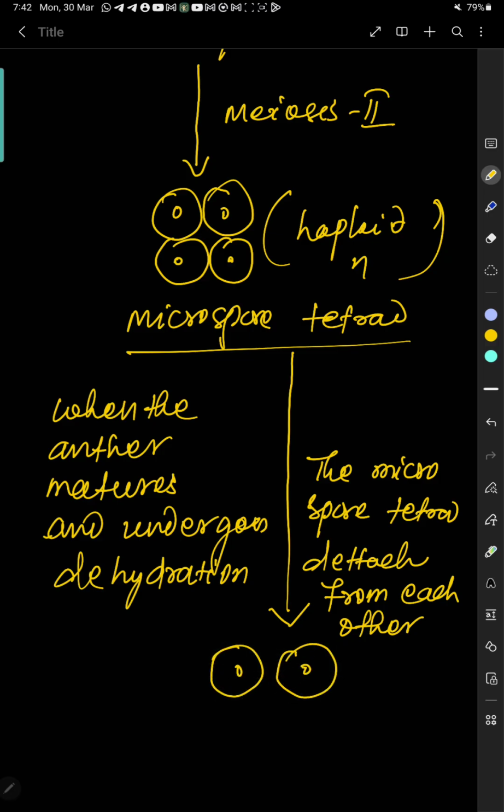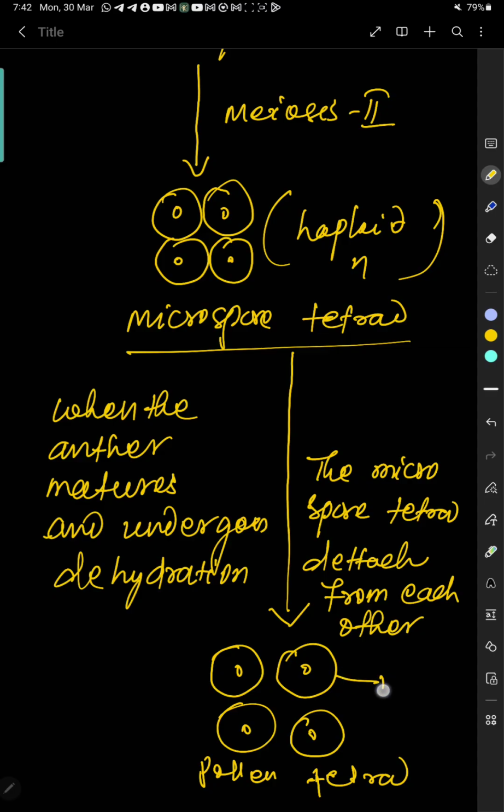So how many pollen grains are formed? 4 pollen grains are formed, and these 4 pollen grains are together known as a pollen tetrad. Each of them is a pollen grain, and the ploidy of a pollen grain is n. Remember, the ploidy of a pollen grain is n. So when the anther matures and dehydrates, the microspores dissociate from each other and develop into pollen grains.